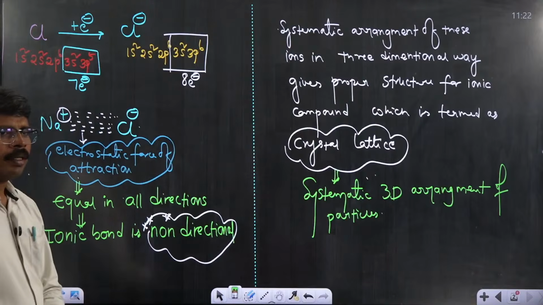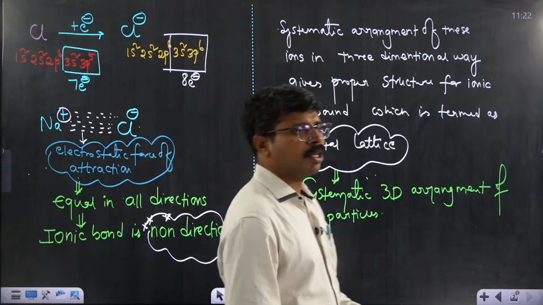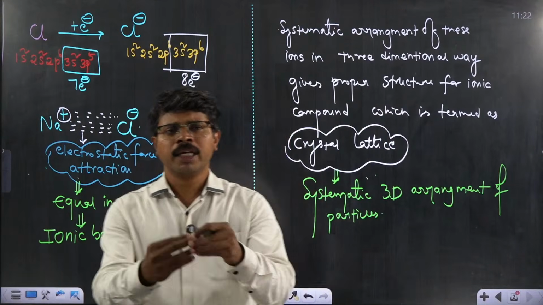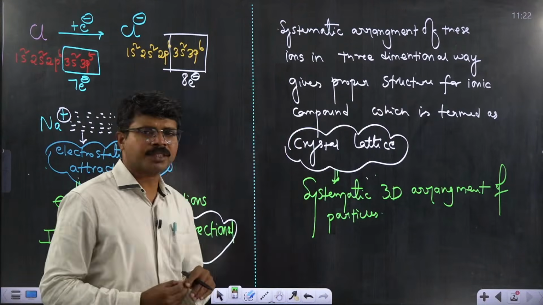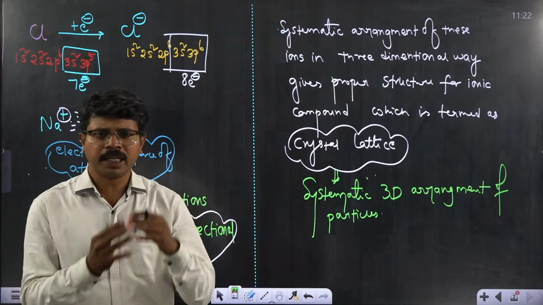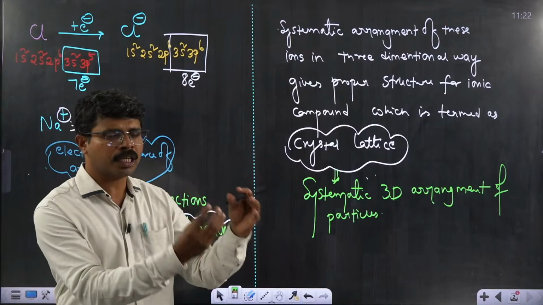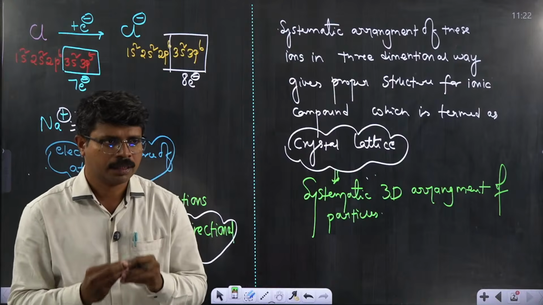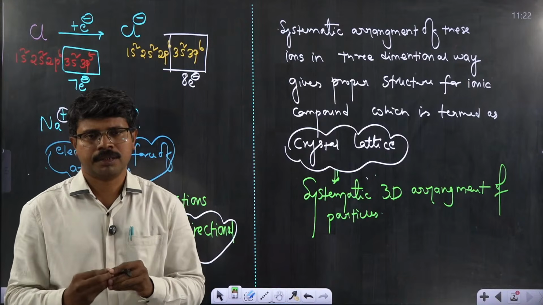Is this point clear? What do you mean by crystal lattice? Crystal lattice means systematic three-dimensional arrangement of, in the context of formation of ionic compound, we have ions. So therefore, systematic three-dimensional arrangement of oppositely charged ions of ionic compound refers to lattice or crystal lattice.